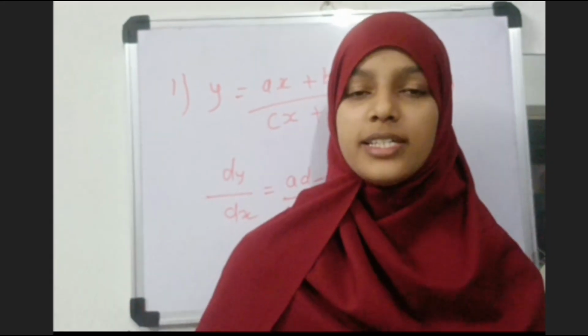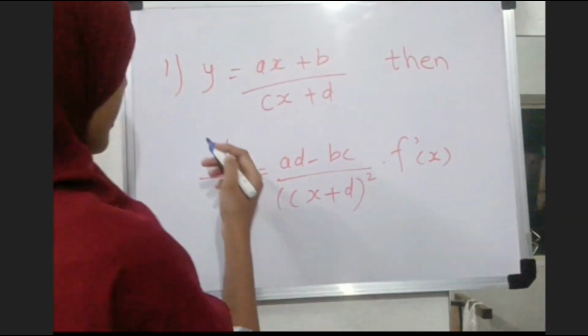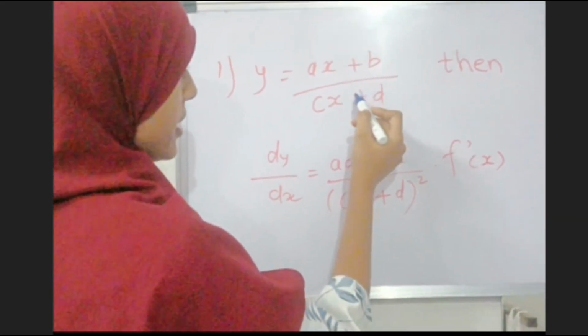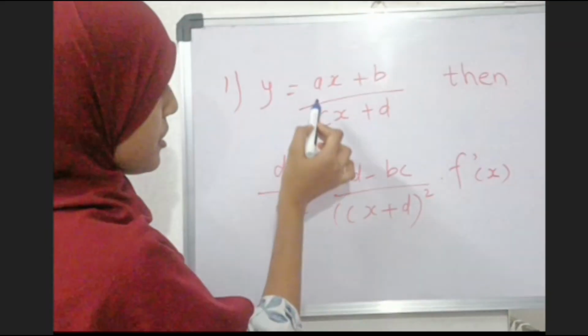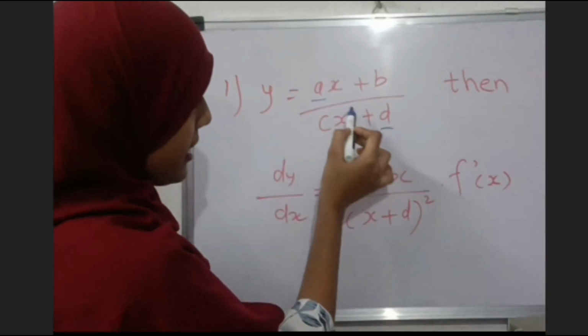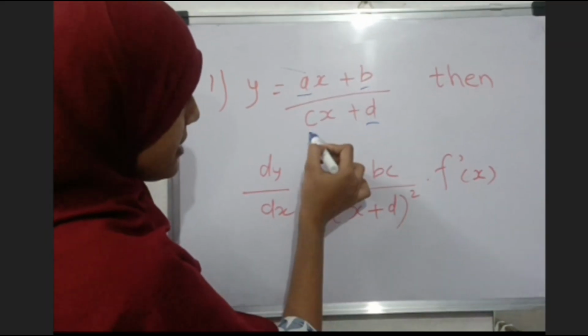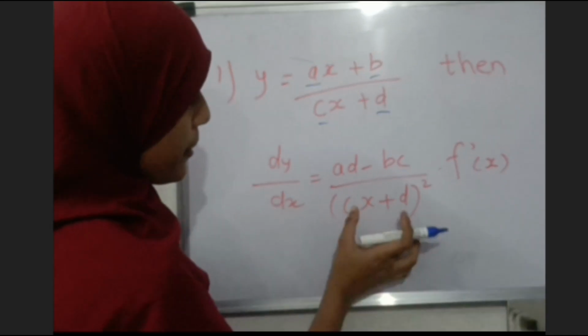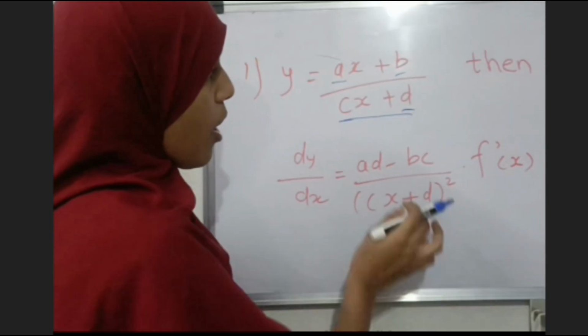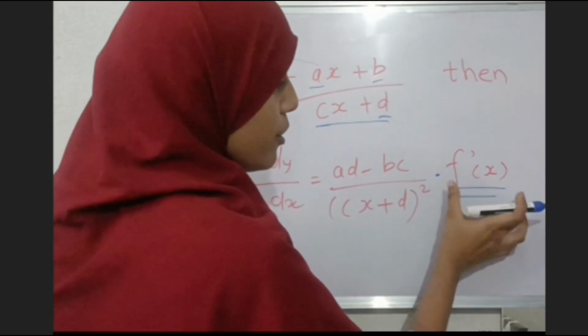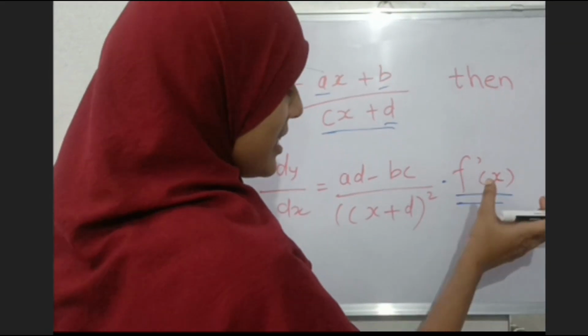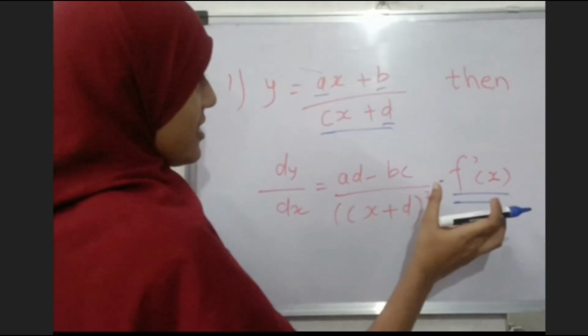So let's move towards our next short trick. If we have y is equal to ax plus b divided by cx plus d, then our differentiation will be the multiplication of a and d, and b and c, that is ad minus bc, divided by the square of the denominator and multiplied by f dash x. Don't forget this multiplied by f dash of x.